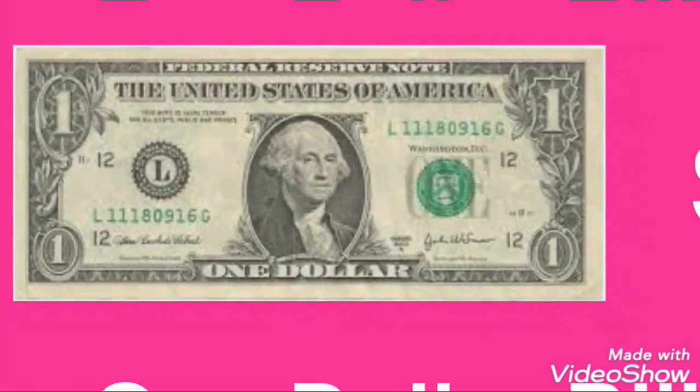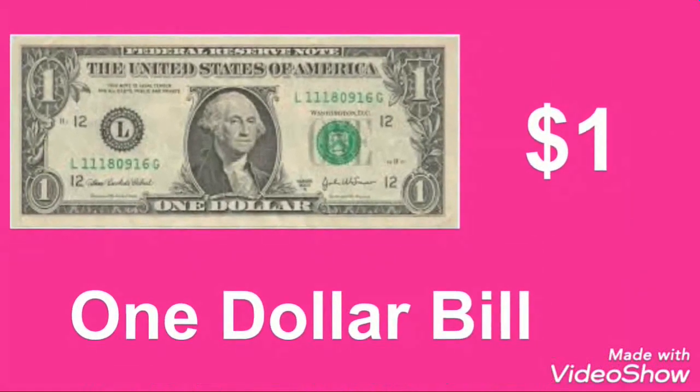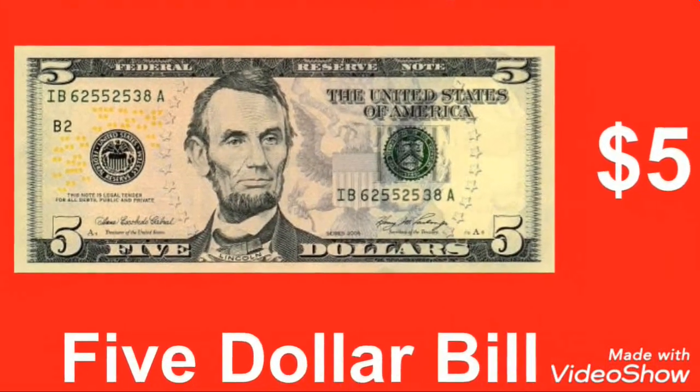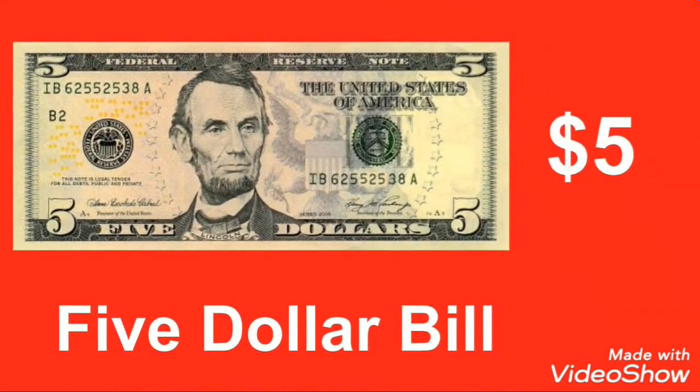A $1 bill is worth $1. President George Washington is on the front of the $1 bill. A $5 bill is worth $5. President Abraham Lincoln is on the front of the $5 bill.